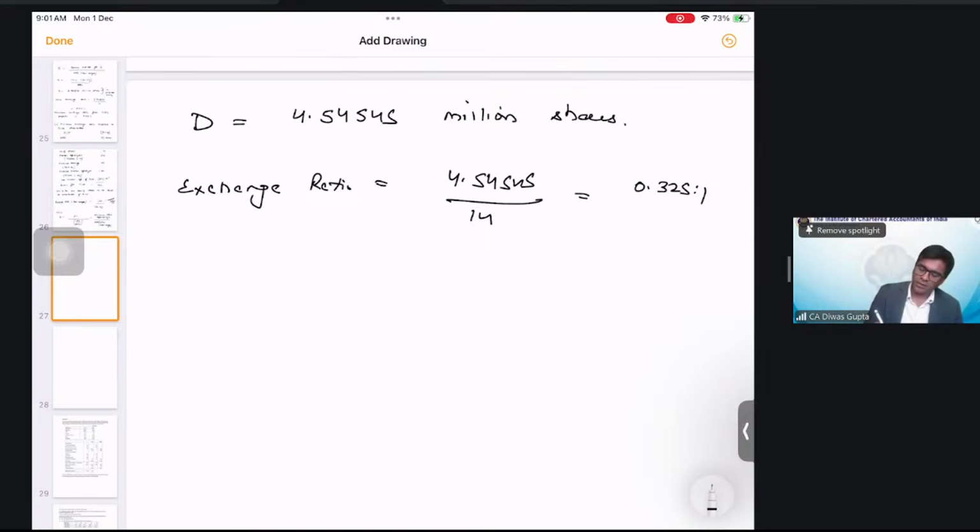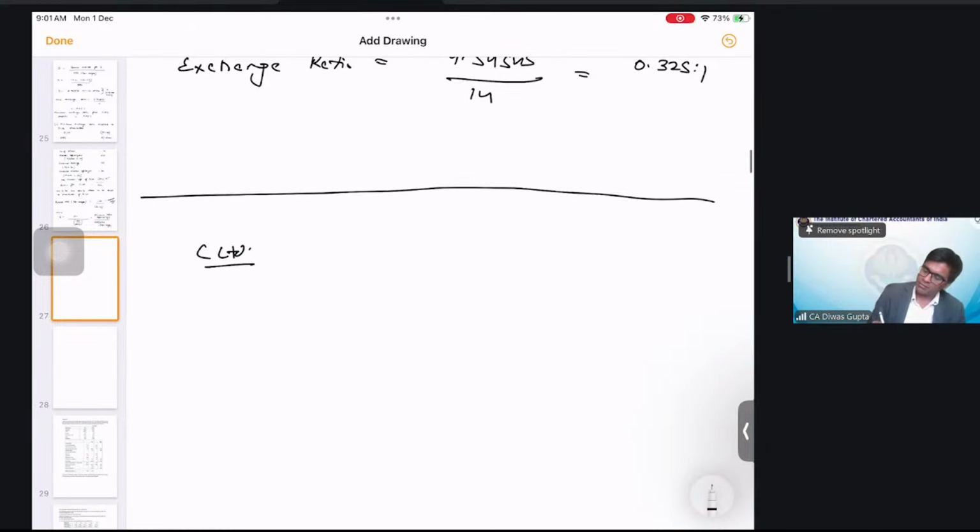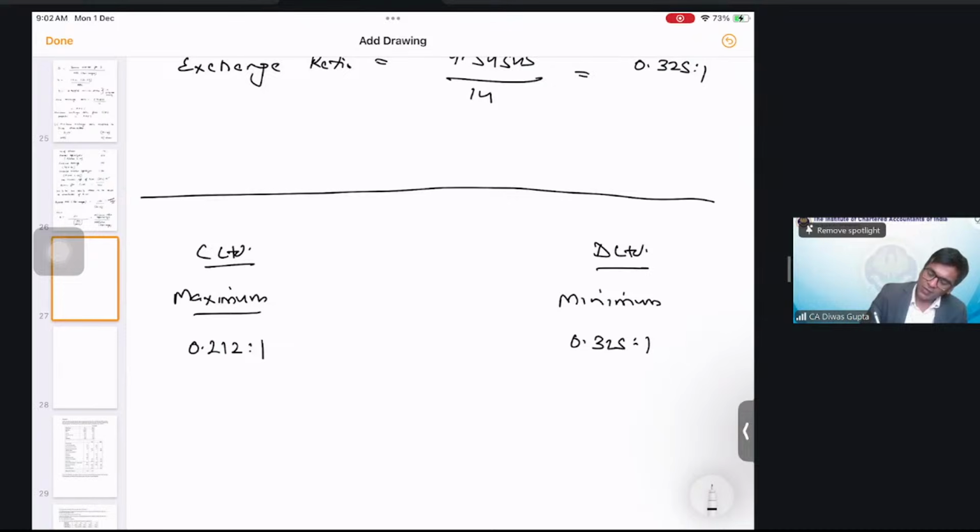Now, an important comparison here. C Limited's maximum exchange ratio was how much? 0.212:1. D Limited's minimum exchange ratio was how much? Minimum exchange ratio was 0.325:1. So that means what, students? The deal can never happen, right?